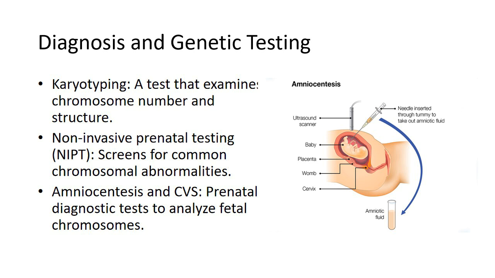Non-invasive prenatal testing, NIPT: a blood test that analyzes fetal DNA fragments in the mother's blood to detect conditions like Down syndrome, trisomy 18, and trisomy 13. Amniocentesis and chorionic villus sampling, CVS: these tests involve taking a sample of amniotic fluid or placenta tissue to analyze fetal chromosomes for abnormalities. Genetic counseling: couples with a family history of chromosomal disorders can undergo genetic counseling to understand their risks and make informed decisions about pregnancy.